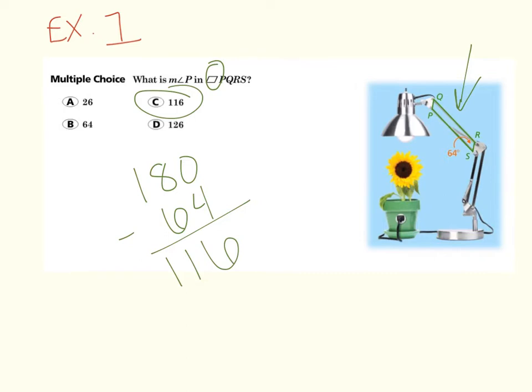If we were trying to find angle R, we know that angle R and angle S are also supplementary, so angle R would also be 116. If we were trying to find angle Q, it is an opposite angle from angle S, so angle Q would be 64 degrees.